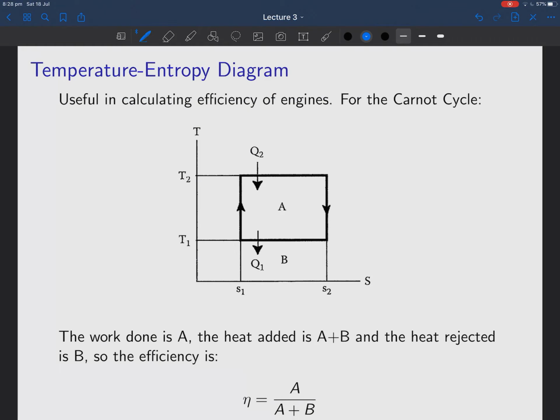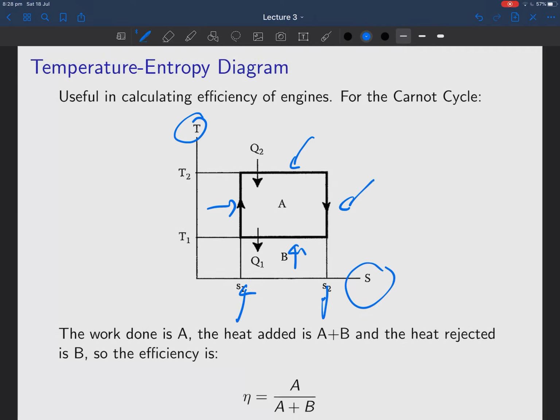So Huang introduces this entropy-temperature diagram, which sometimes can be useful in calculating things. So we plot temperature here versus entropy for a cycle. Now in this case we know that we've got a Carnot cycle, which has two adiabats here and here. These are the two adiabats, constant entropy, and two isotherms, constant temperature. And of course that means on an entropy-temperature diagram that you will get a rectangle.